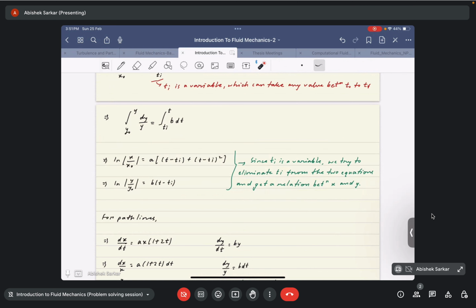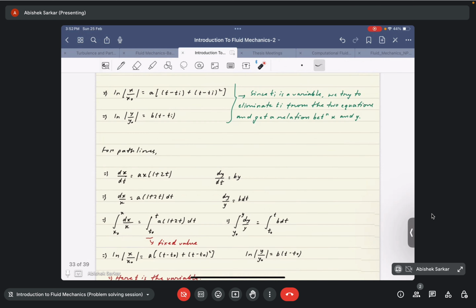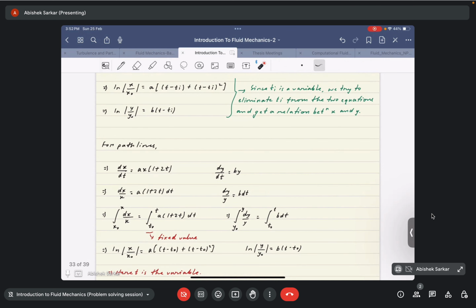Okay, that you need to do accordingly to find the equation for streak lines for the given fluid flow. Okay, and finally for the path lines, again it's pretty simple, because we just discussed it a few minutes before.